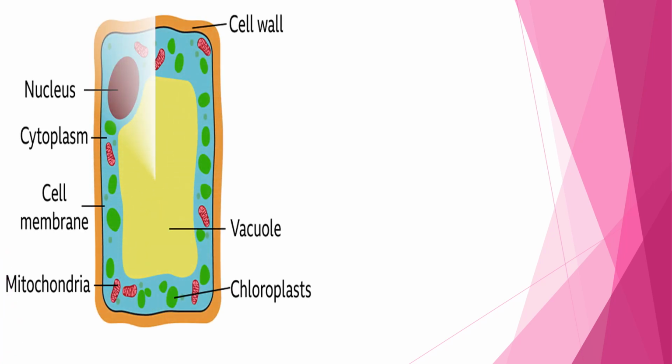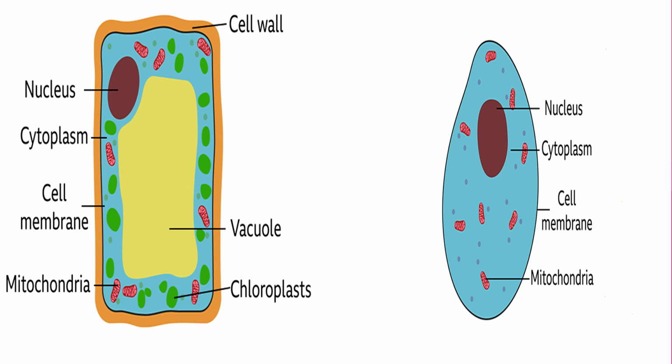In this picture you can see that this is the picture of the plant cell, first one, and this one is the animal cell. In plant cell, chloroplast present, cell wall present, one large central vacuole present, nucleus is usually pushed to the side. You can see the shape of the plant cell is rectangular.